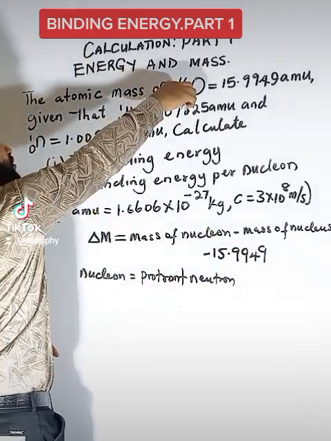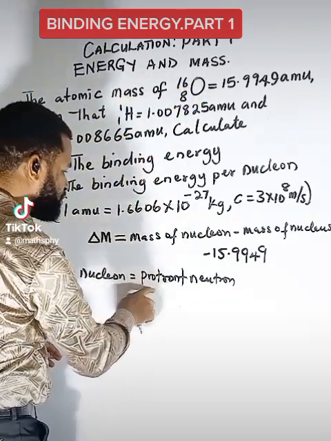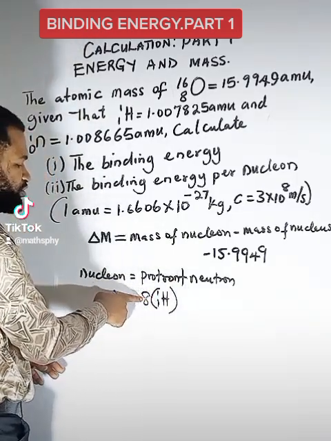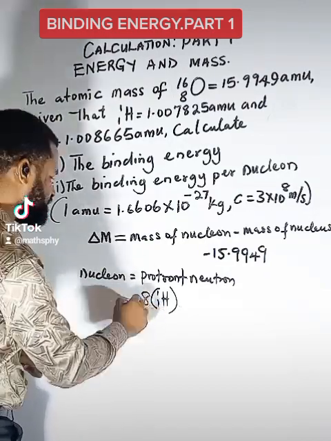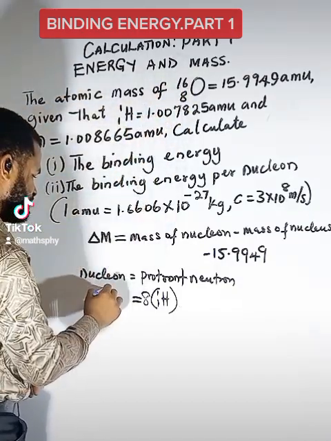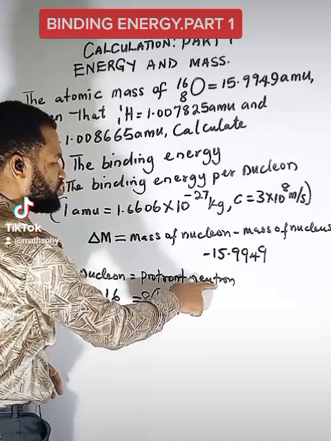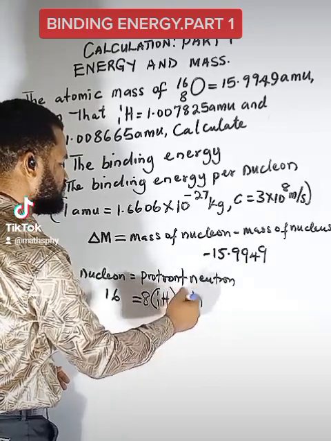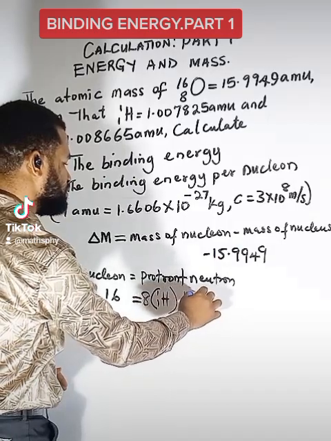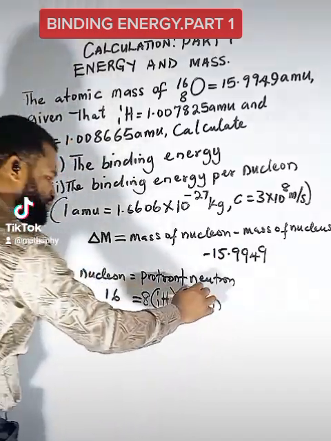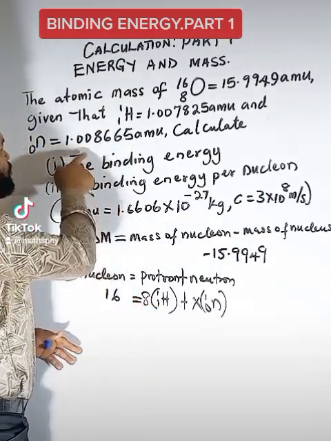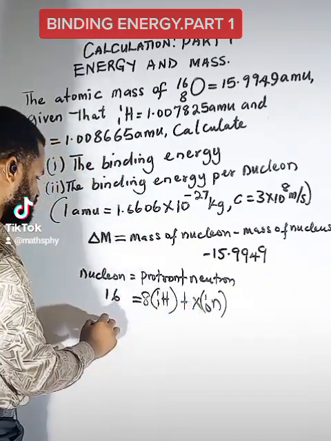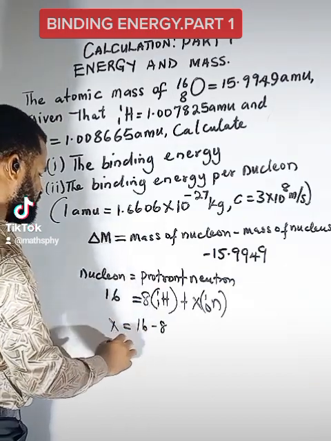Now, from this value, we know the number of protons is 8. So the number of protons here is going to be 8, with mass number 1 for hydrogen. Multiplying gives 8, and the total number of nucleons is 16. Then plus, I don't know the number of neutrons, so I'm going to call it N. Because this is one atom of proton and this is one atom of neutron, to get it I'm going to make N the subject of the formula. So N is going to be 16 minus 8, and N is equal to 8.